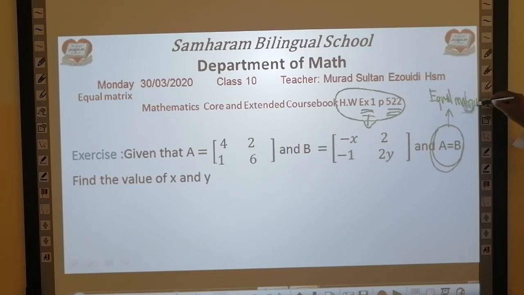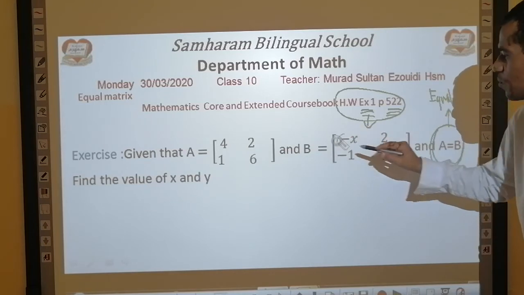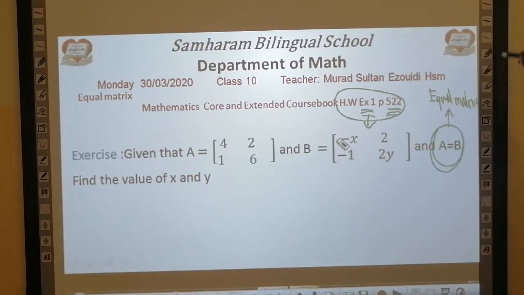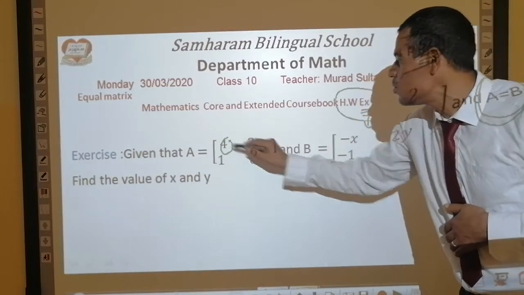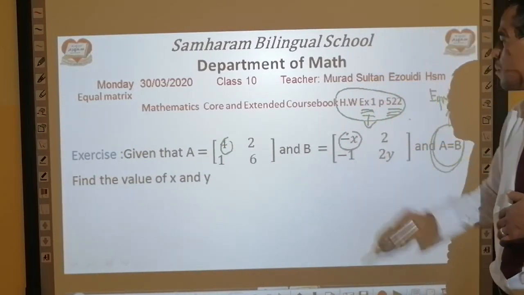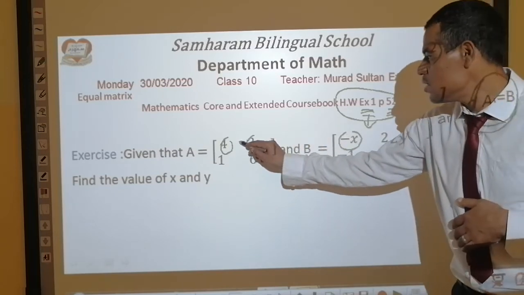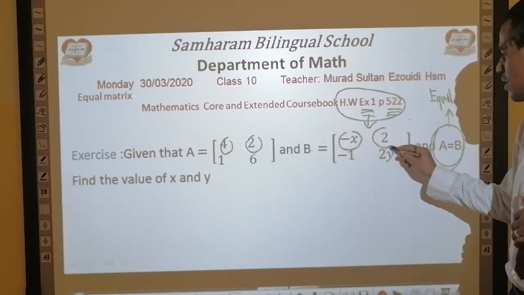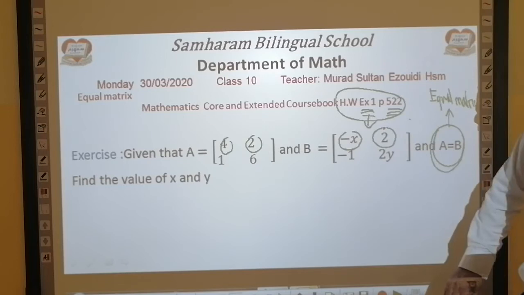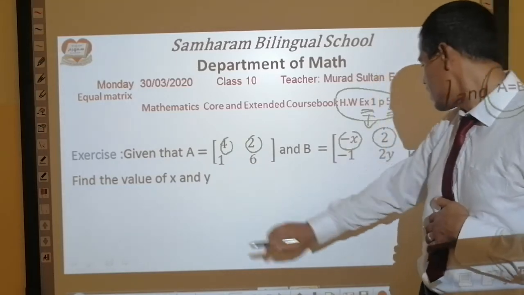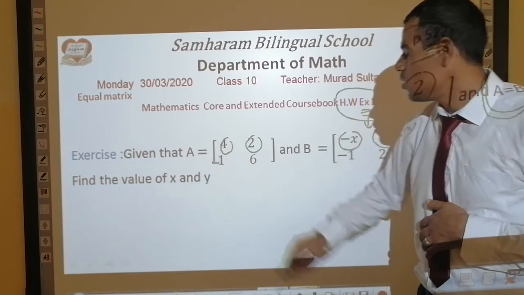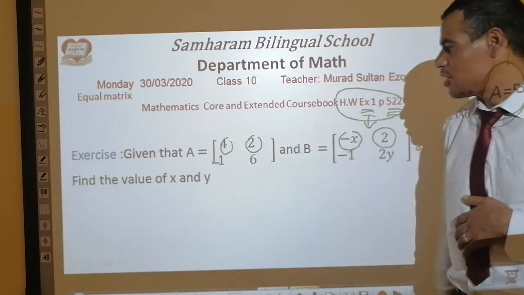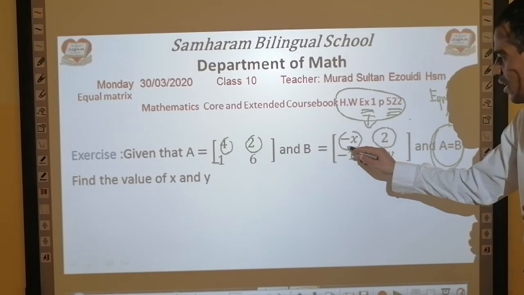Okay? Equal matrices means what? The entry 4 should be equal to 2 minus x. 2 is equal to 2. You notice this? Then negative 1, okay, in my case this is negative 1. Correct? This is negative 1, and this one is negative 1.